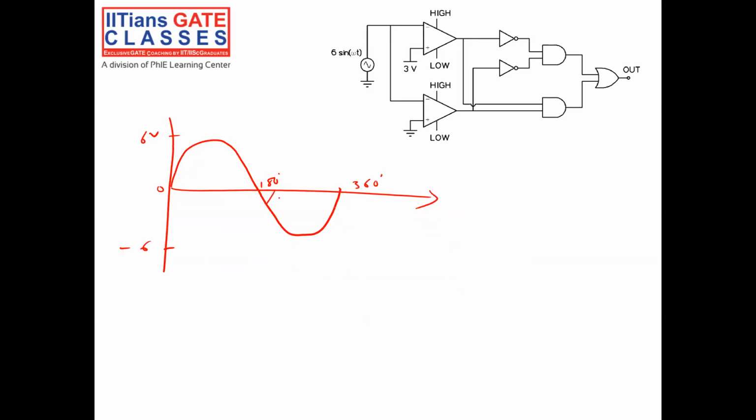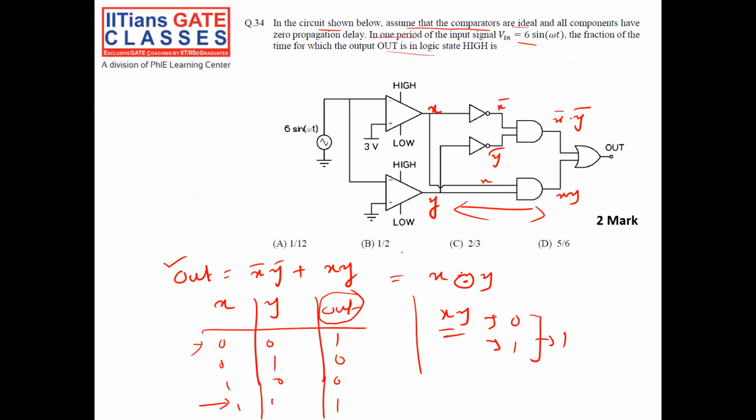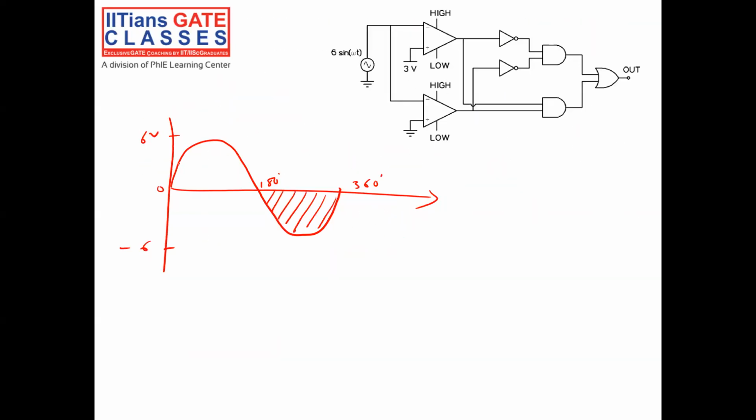So during this entire period, my output will be 1, because the condition for my output to be 1 is V in less than 0. What is the second condition? V in greater than 3 volt. This implies if you take a 3 volt here, this is 3 volt, 3 volt, then for the entire duration, my output will be 1.